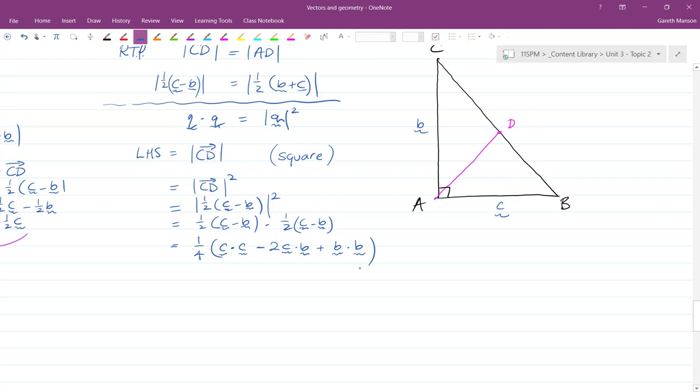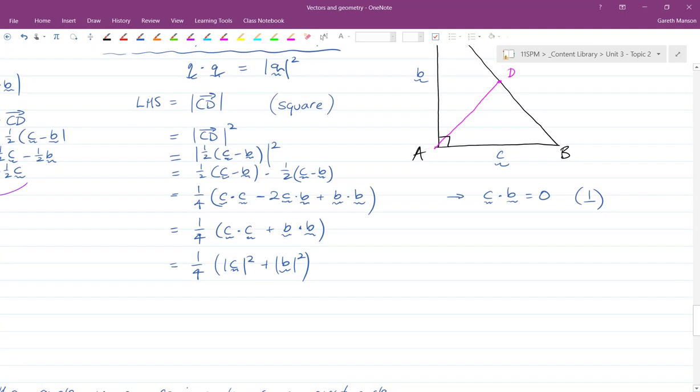And the trick here is to recognise that C dot B equals what? 0. Excellent. So remember, they are two perpendicular vectors. So if I write down here, that's perpendicular. So c dot b equals 0, and therefore that's equal to 1/4 c dot c plus b dot b, which I could write down as 1/4 of the magnitude of c squared plus the magnitude of b squared. But I don't really have to go this far because the other side's going to work out just as well. So that's my left-hand side.